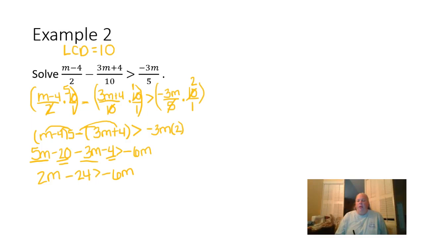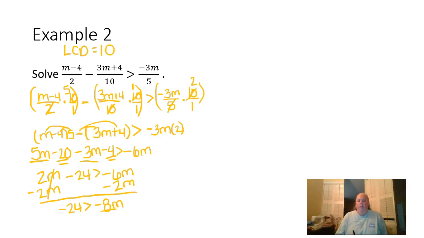So my m's are already over here alone. I know it's negative. We'll take care of that in a minute. Let's subtract the 2m to the other side with the 6. All right, over here on the left, we know these are going to cancel, so we're left with a negative 24, which is greater than, and then negative 6 minus 2 is going to give us a negative 8.